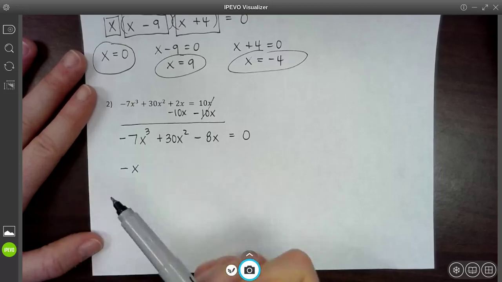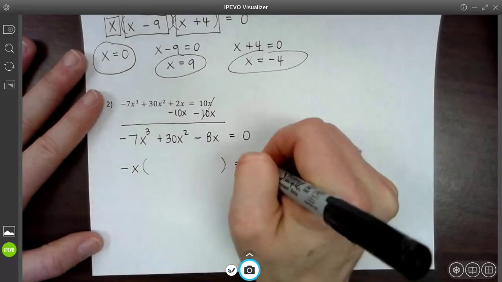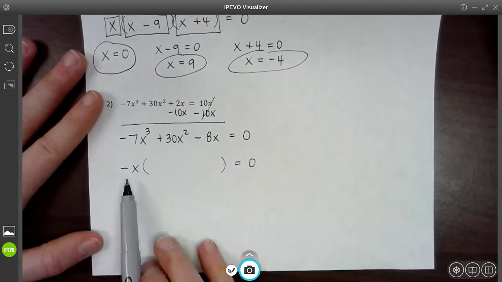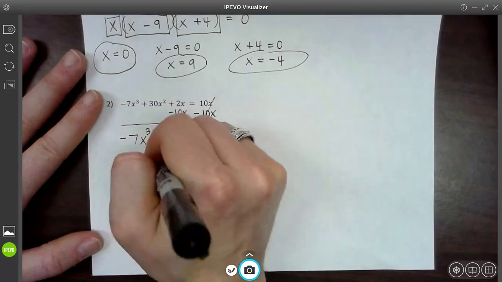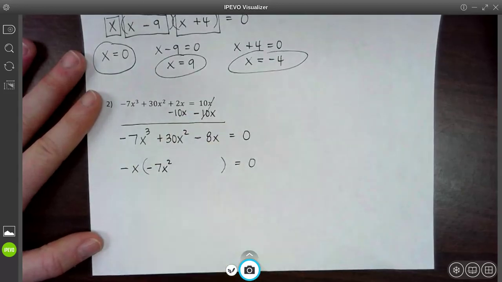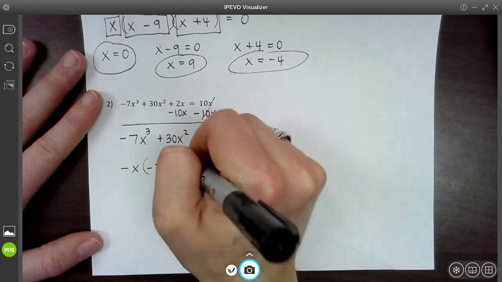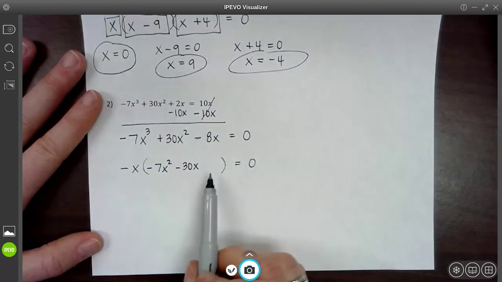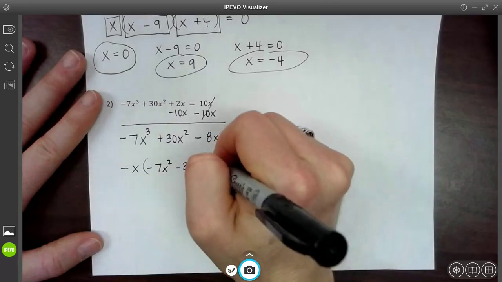Just take out whatever number they have in common and the variable. All right, what expression will be left if I take out negative x? Well, negative x times what gets me back to negative 7x to the third? Negative 7x squared. Negative x times what gets me back to positive 30x squared? That would be negative 30x. And then negative x times what gets me back to a negative 8x? That would be positive 8.